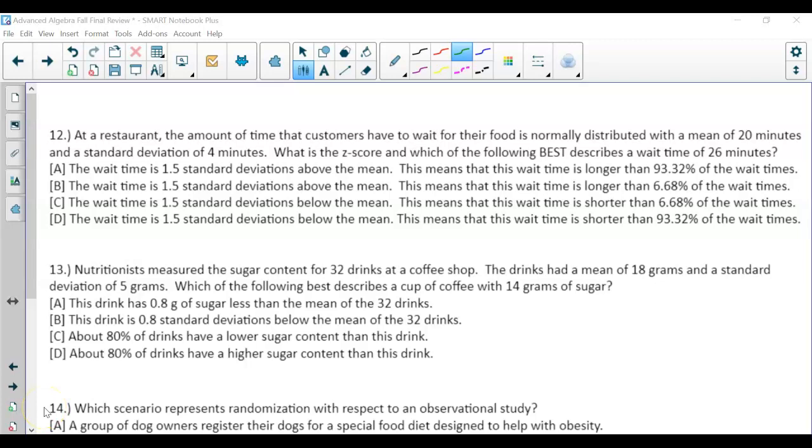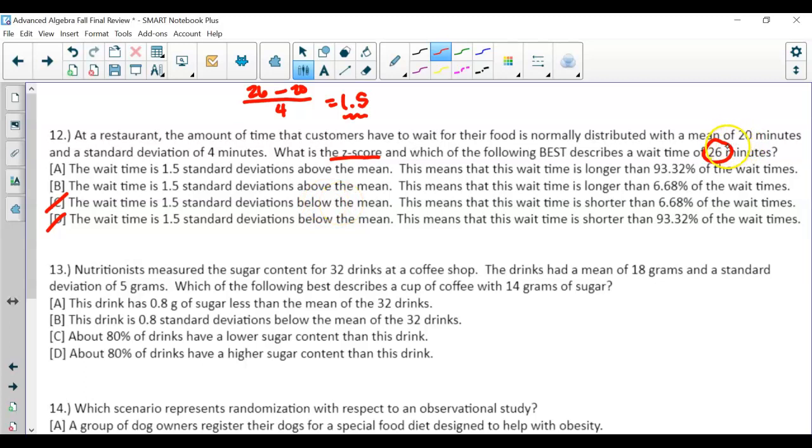So now here in number 12, this is kind of like a two-parter because we're looking for the z-score, and then we're looking to see what describes the weight at 26 minutes. So let's first go ahead and get the z-score. So remember, z-score is, we're going to take that 26 and always subtract the mean. So what is the mean? 20. Then divide by standard deviation of 4. So that's how you get a positive 1.5. And because it's positive, it's 1.5 standard deviations above. So I'm going to go ahead and cross out C and D because it says below.